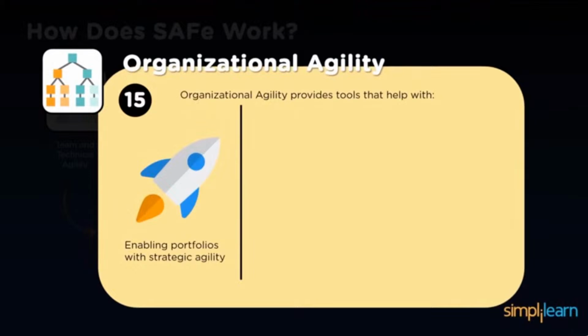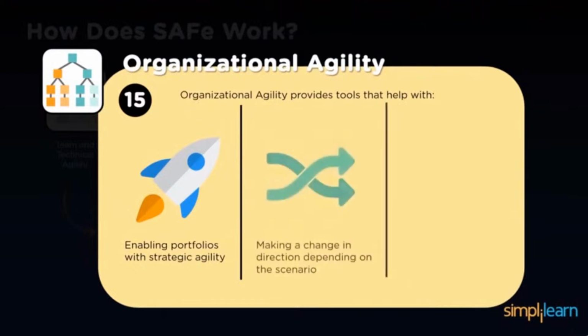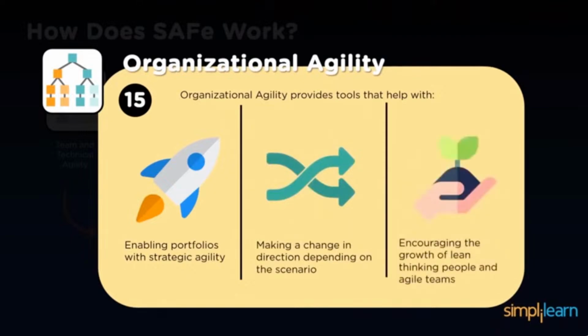So enabling the portfolio with strategic agility, making changes in direction depending on the scenario, then encouraging the growth of lean thinking people and agile teams. People should always be working towards creating value. Every task, every transaction they do should be enabled through it. They should also know how the work or results they are creating result in value addition or value creation to the organization.